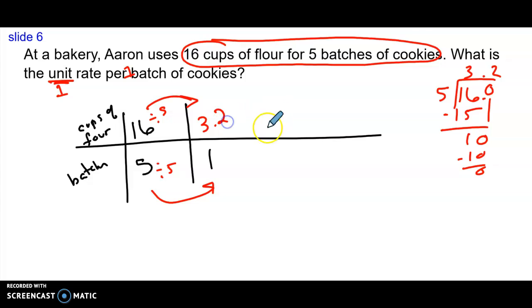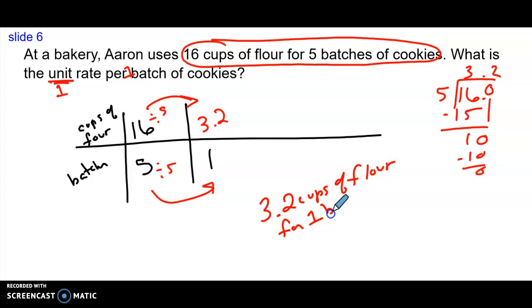So it will be 3.2. So what is the unit rate per batch of cookies? You will need 3.2 cups of flour for 1 batch of cookies.